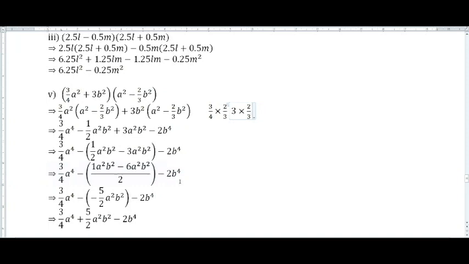So we'll write this one as it is. So 3 by 4 a to the power 4 is there here, minus, then 6 minus 1 is 5. The bigger one is carrying the minus sign, so it will be minus 5 by 2 a square b square minus 2b to the power 4. So as for the answer, 3 by 4 a to the power 4, this minus into minus is plus 5 by 2 a square b square minus 2b to the power 4. That will be the answer.